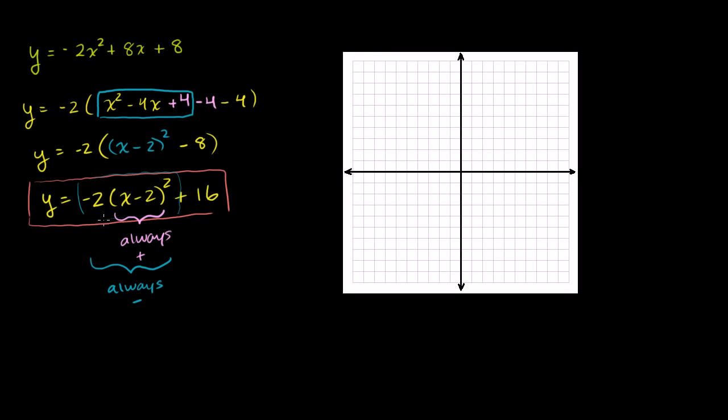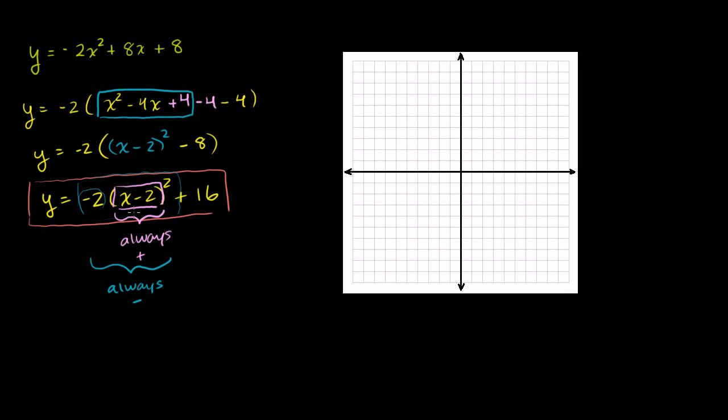So if you think about it, this is going to be a downward opening parabola. We have a negative coefficient out here. And the maximum point on this downward opening parabola is when this expression right here is as small as possible. If this gets any larger, it gets multiplied by a negative number, and then you subtract it from 16. So if this expression right here is 0, then we have our maximum y value, which is 16.